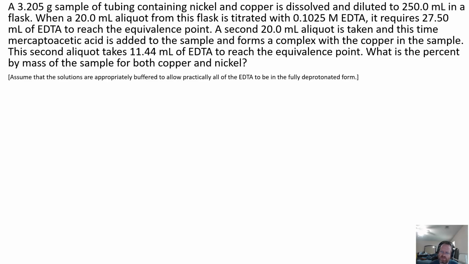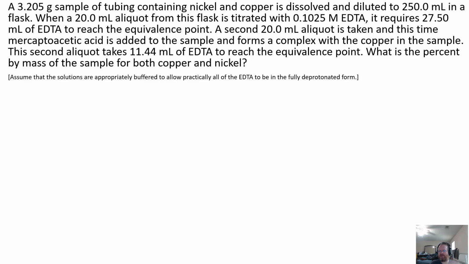So if I want the percent mass for copper and nickel, I need to figure out how many grams of copper and nickel are in the original tubing. Since the tubing has been dissolved in a 250 milliliter flask, I need to figure out the molarity of the nickel and copper in that flask, because then I can figure out how many moles were actually in that tubing. And to find that molarity, I can use the 20 milliliter aliquots that were taken. Remember, concentration is not going to change between the volume changes in this case, because there's no dilution anywhere.